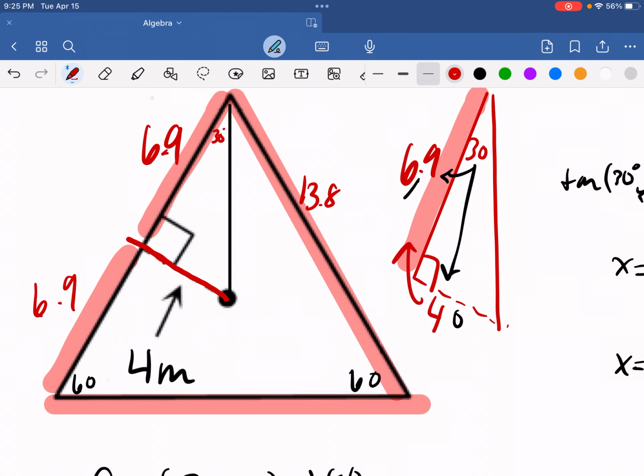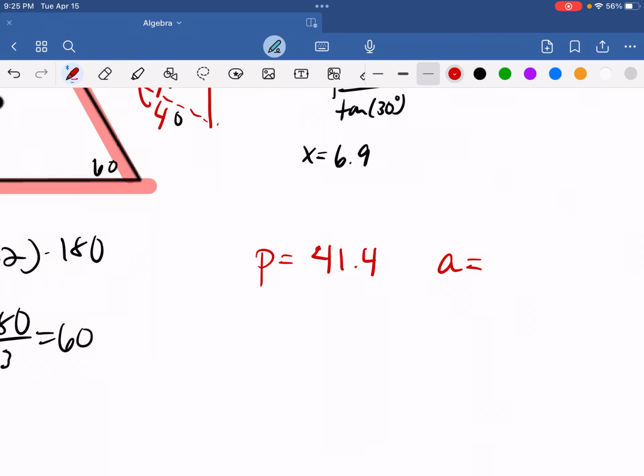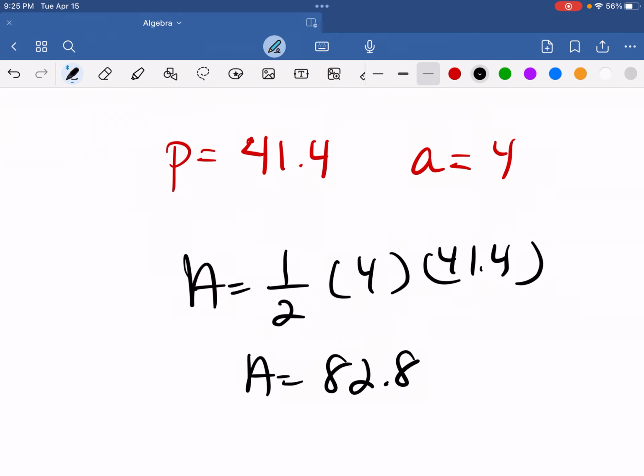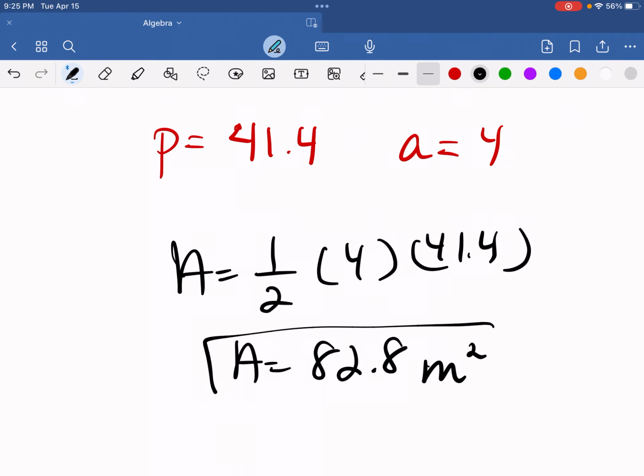And the apothem is the one that goes from the center to the middle of a side, and it has a 90, so that one's 4. This is the apothem A. And now we have everything. Area equals 1/2 A and P, so 4 and 41.4. So the final answer would be 1/2 times 4 times 41.4. And we get area equals 82.8, and that was meters squared.